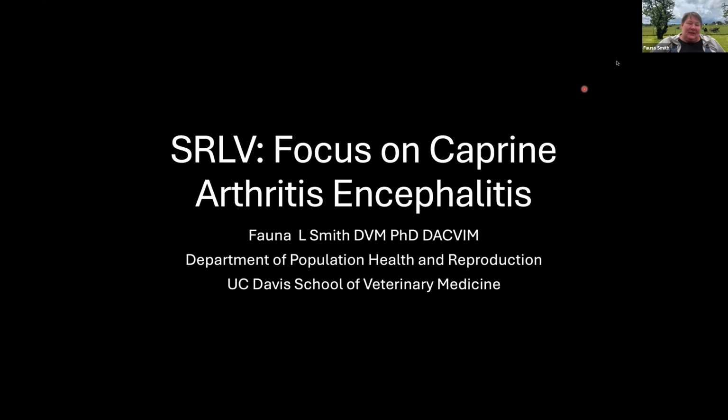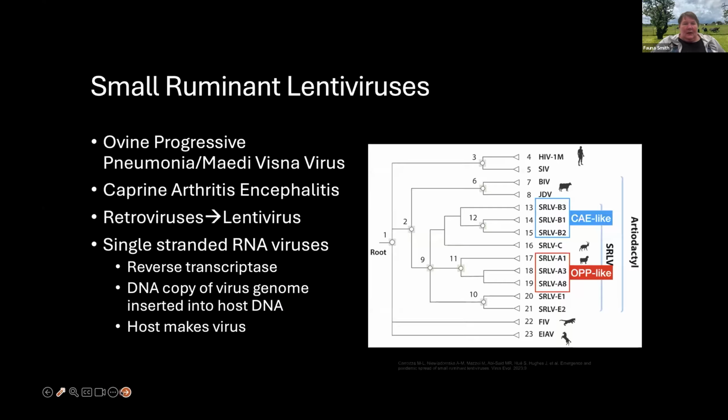Today I'm going to talk to you about small ruminant lentiviruses, and we're going to focus on CAE, or caprine arthritis encephalitis virus. But I will talk a little bit about other ones, and I do have some slides of sheep with Visna or OPP. It's not going to let me go forward.